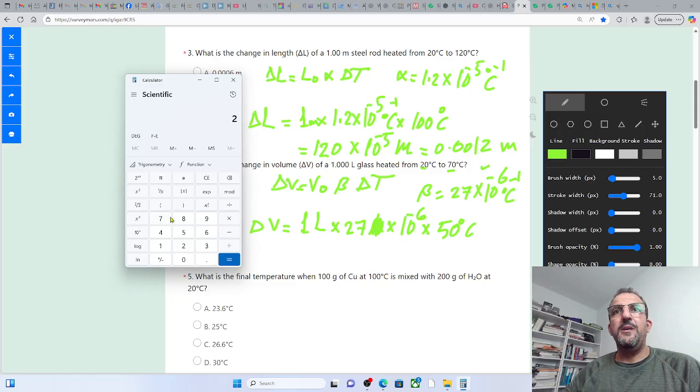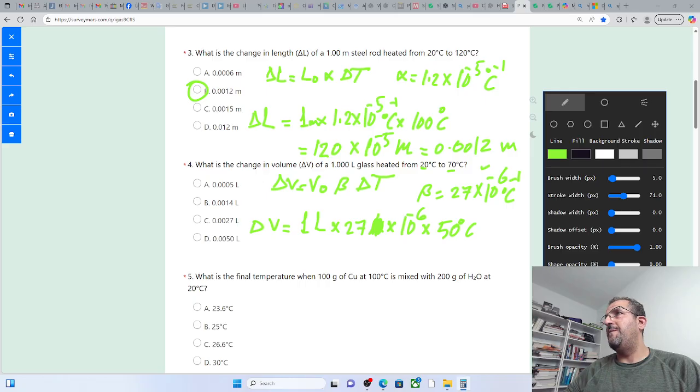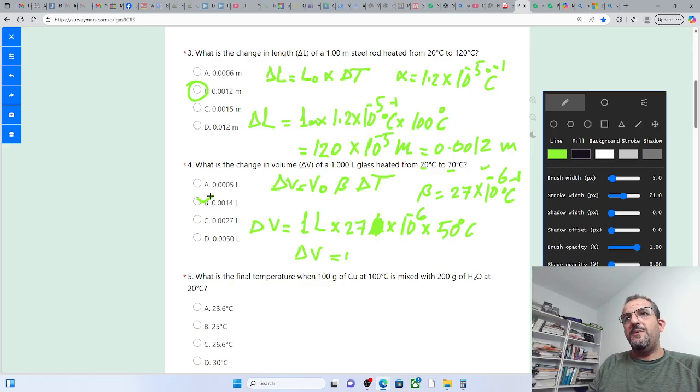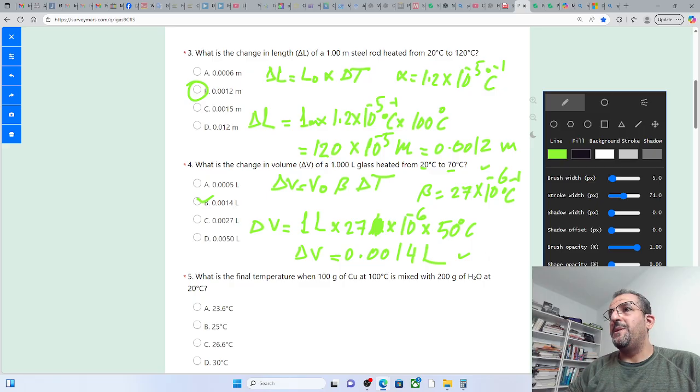So I have 27 times 50, and then we divide the whole equation by 1 million, and that's going to give me 0.00135, which is 0.0014. So B is the right answer. So we have change in volume is equal to 0.0014 liters. Okay, these two examples are very important.